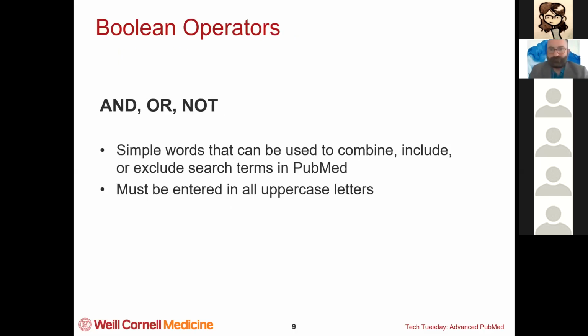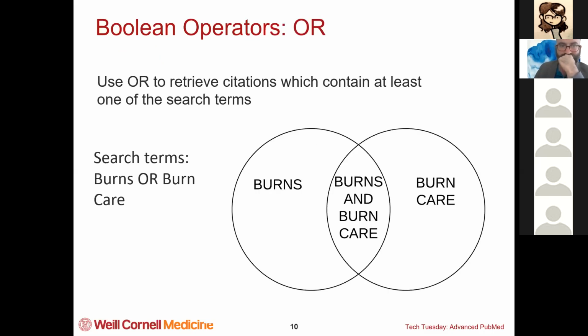Great. So let's get started with Boolean operators. You may have learned about Boolean operators when you learned to search a library catalog. These are simple words that can be used to combine, include, or exclude search terms in PubMed. The operators that are recognized by PubMed are AND, OR, and NOT. Please remember that you need to enter them all in uppercase letters for PubMed to be able to interpret the operator correctly. Next slide, please.